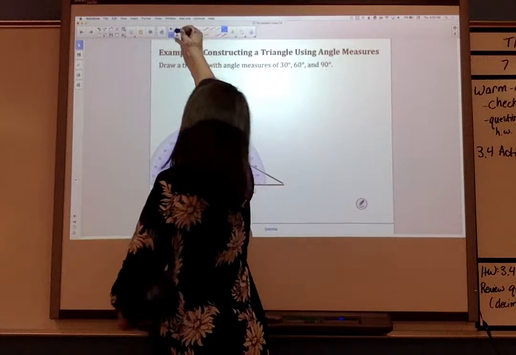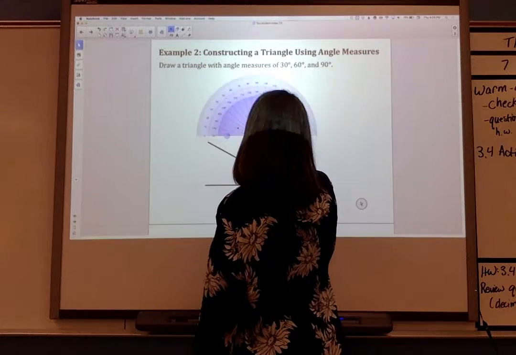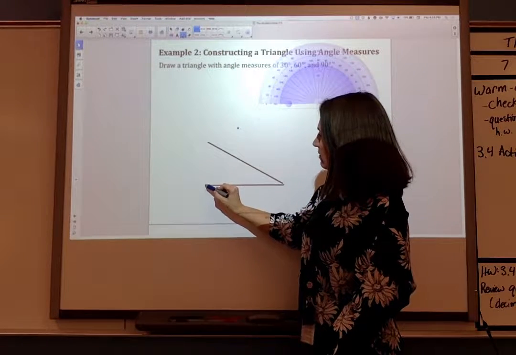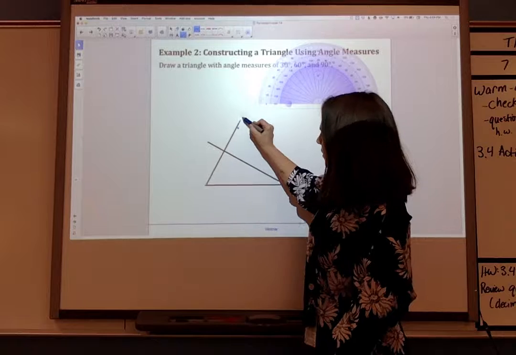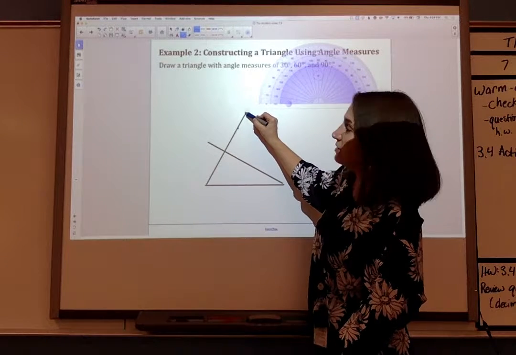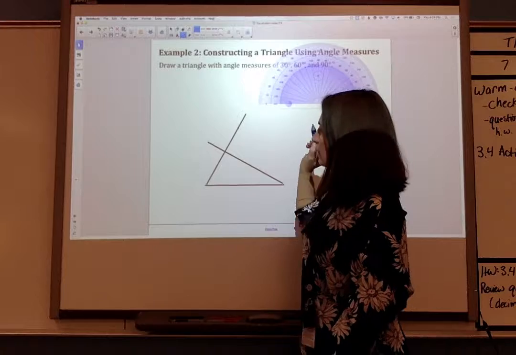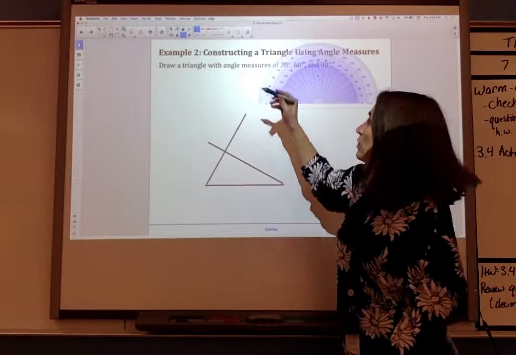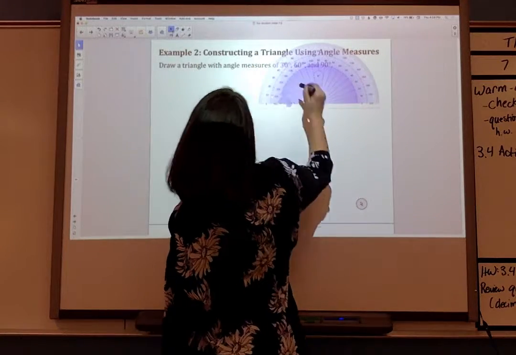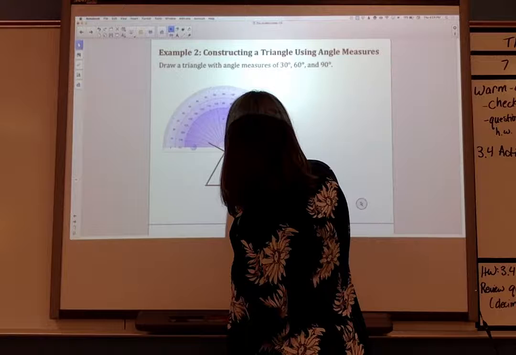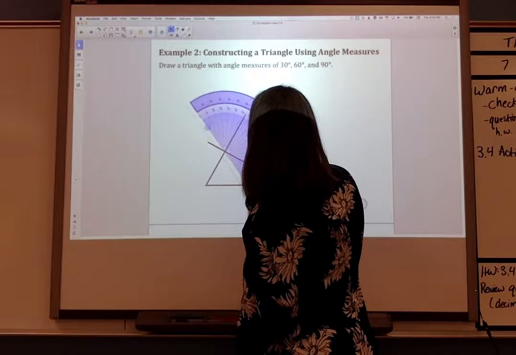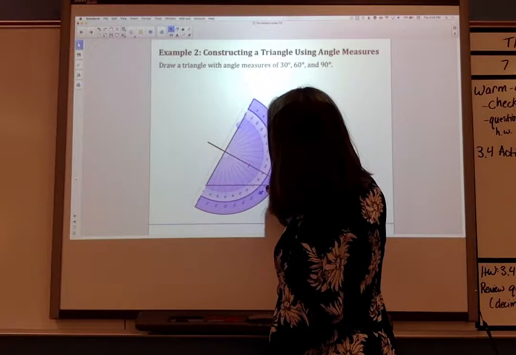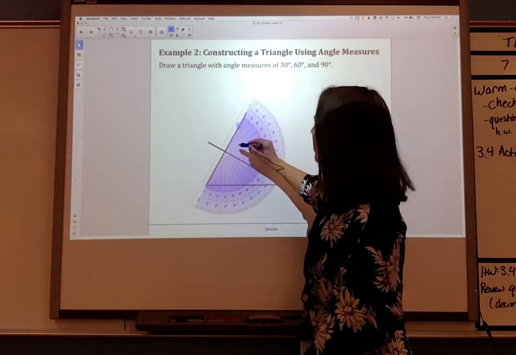Okay, now you're going to get the protractor back out of the way and use your straight edge to connect the end of the original line that you made with that mark that shows you where 60 degrees is. Okay, and then the third angle should already be 90 degrees. So we can go ahead and check this. Move it over here. Okay, and it does look like it is exactly 90 degrees, which is just what we wanted.